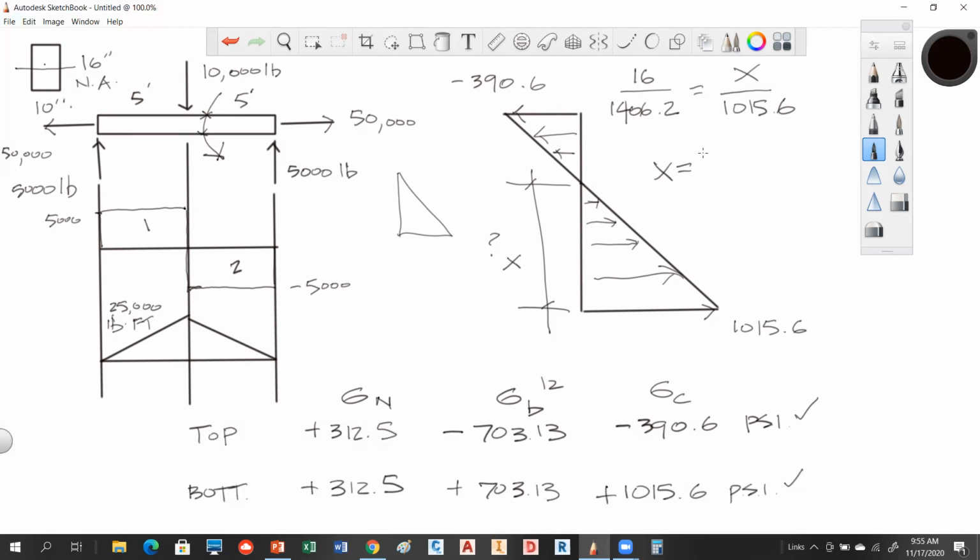And we get basically 11.56 inches. So that's saying the point of zero compression, zero tension stress is 11.6 inches above the beam bottom, or the difference down. Okay, so you'll see that very often done, and you can determine that based on that.